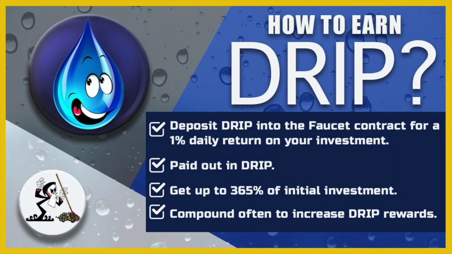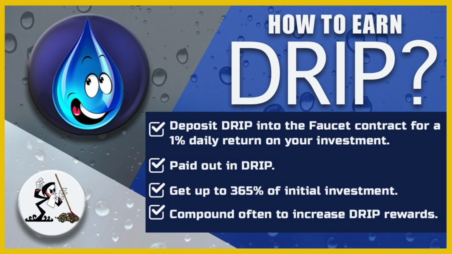So you want to put your Drip into the contract, okay? You put it into the FAUCET contract. And once your Drip has been put in there, you will get a 1% return on your investment daily. So let's say we take 1,000 Drip and you put it into the FAUCET. The next day, you're going to get 1% of that 1,000 back, which would be 10 Drip. And then you're going to continue to get 10 Drip for the next 365 days, meaning that you're going to come out of there with 3,650 Drip.